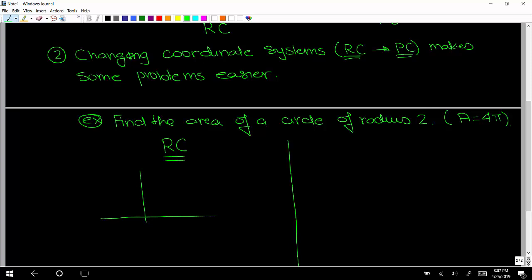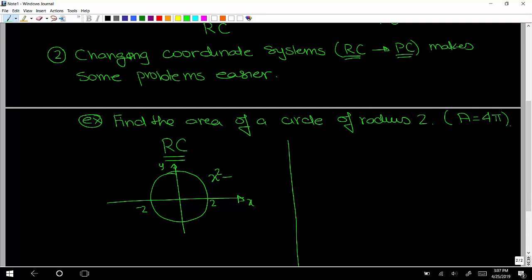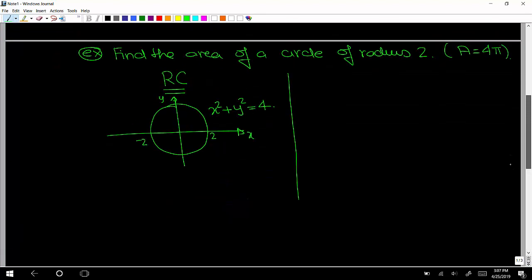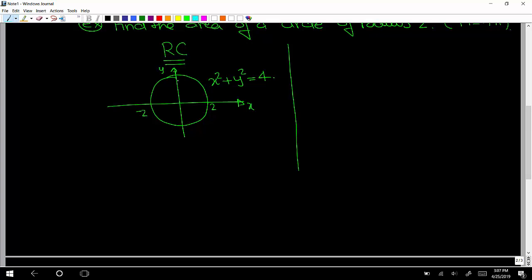I would start with a circle of radius 2. So this is in rectangular coordinates here. This is 2. And this equation in rectangular coordinates is given by x squared plus y squared is equal to 4. And if I wanted to find this area, I would first start by finding this area from 0 to 2 and multiplying that by 4 to get the area of the circle.